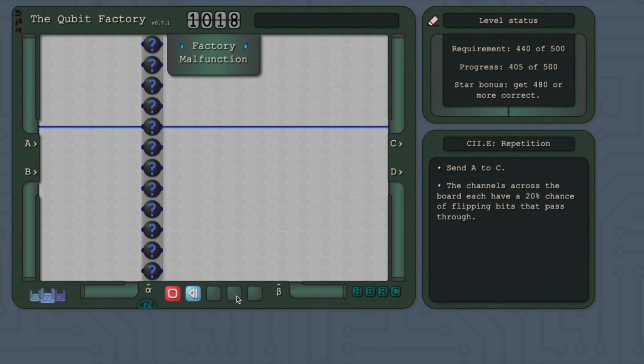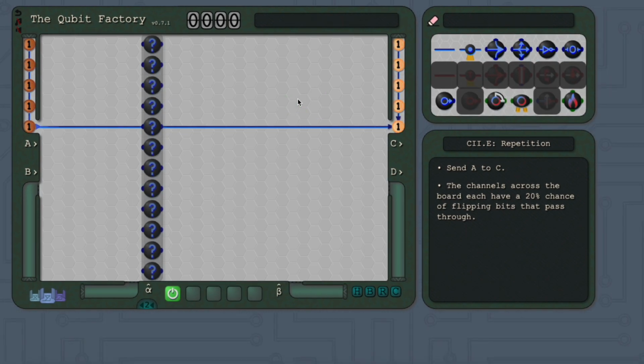And we see we do not pass the level. We got 400 out of 500 correct, but in order to pass the level, we need to meet a much higher threshold. We need to get 440 out of 500. So how do we correct for these random errors that are occurring?